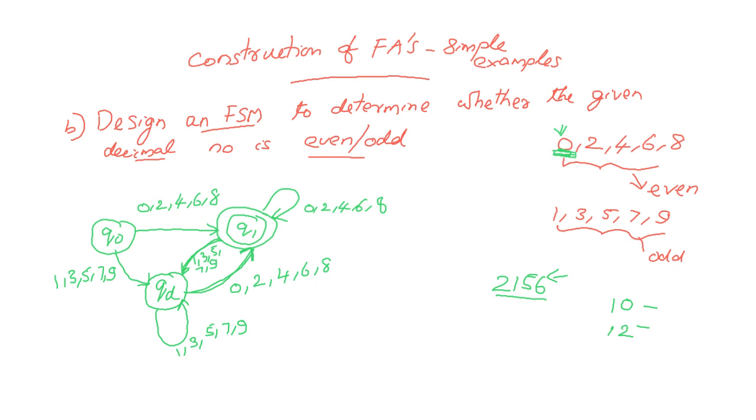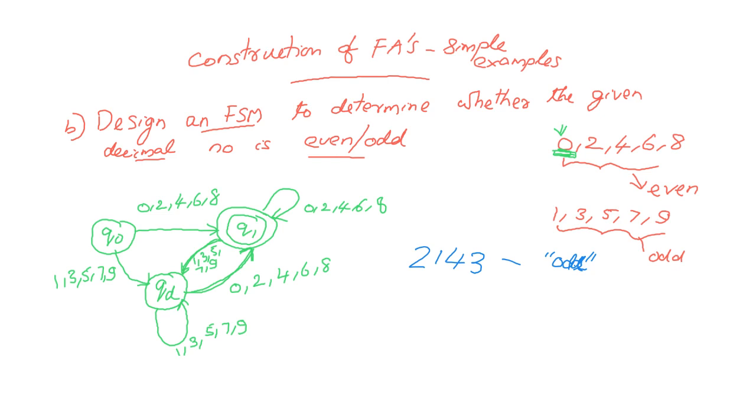We'll check with a few examples right now. Suppose the given example is 2143. We know that this is an odd number, and as per the definition of our automata, the odd numbers should not be accepted. The automata will accept only even numbers. So this number has to be rejected by our automata.